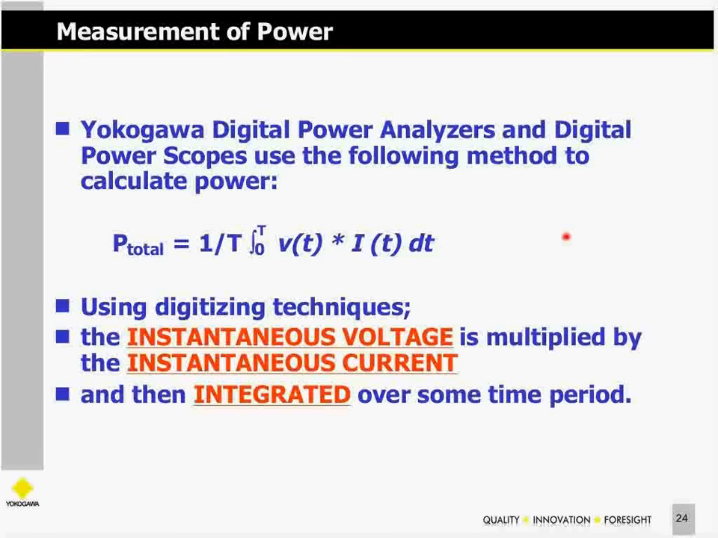Well, in our power analyzers and some of our digital scopes that offer a power analysis, we use the following method to calculate power. We digitize the incoming voltage and current signals, okay, high-speed, high-resolution digitizers, and we take those instantaneous values of voltage times that instantaneous value of current, multiply them together, and we accumulate those and integrate them over some time period and just multiply by 1 over T. That gives you a true power calculation. So we're using digitizing techniques to get the instantaneous voltage multiplied by the instantaneous current and then integrated over some time period, and that's defined by the estimate that you're using.